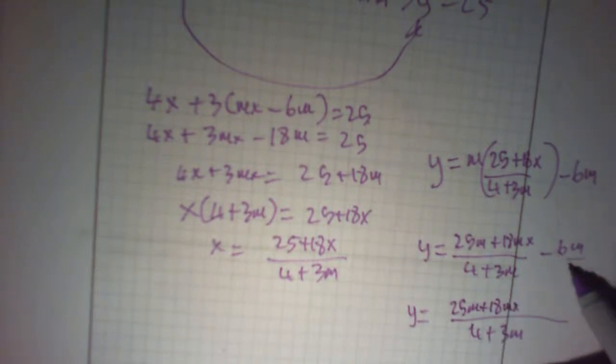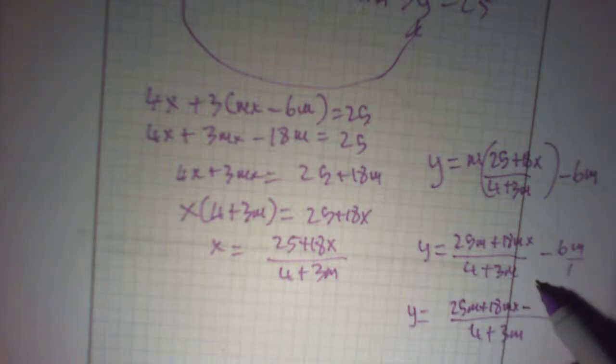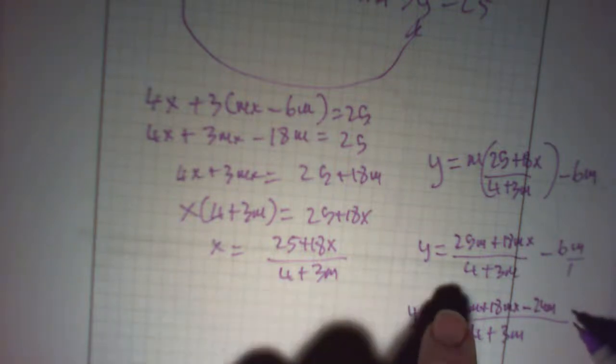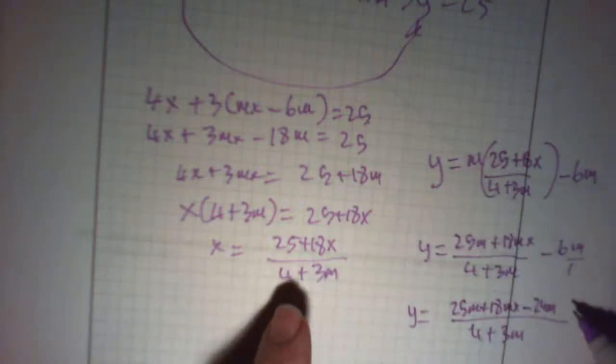However, that's over 1. That into that goes that time. So minus 24, let me think, minus 24m, minus 18m squared. 18m squared. Okay.